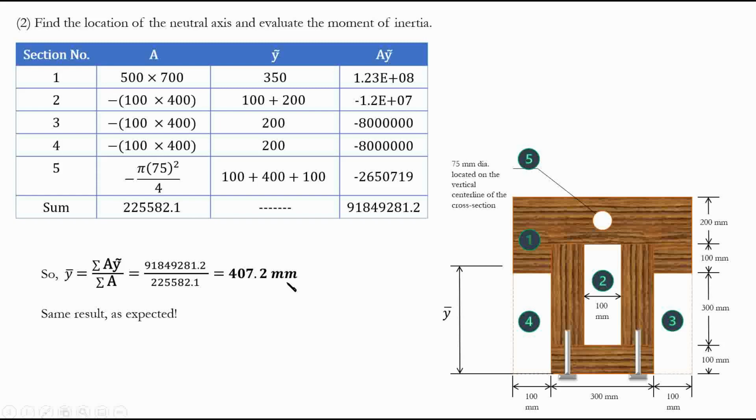So now we know the location of the neutral axis. What is the location of the neutral axis? This is y bar that we found. It is 47.2 from the datum line. So this is the position of the neutral axis. Okay, simple as that.